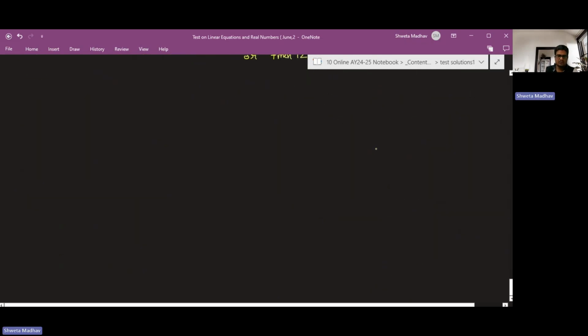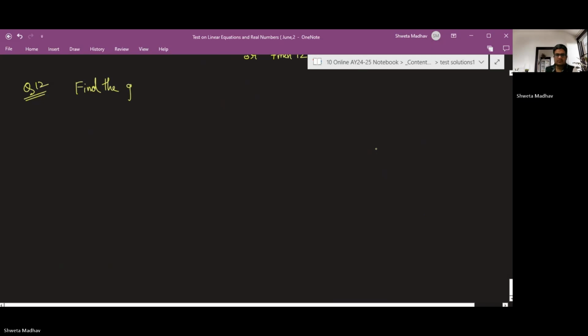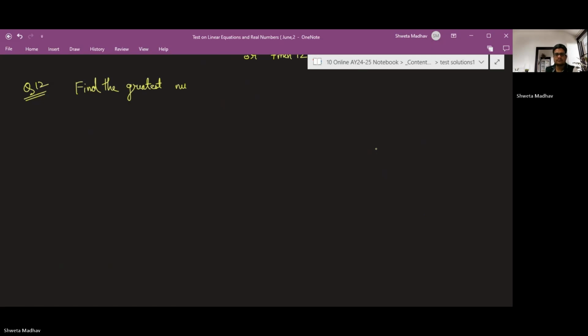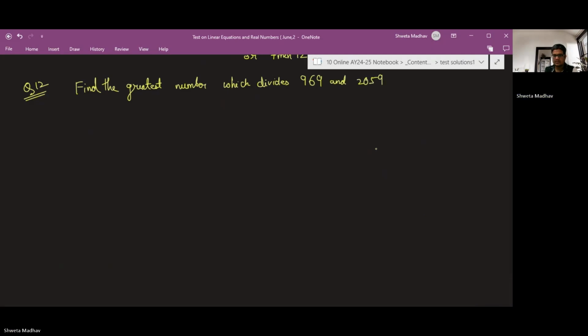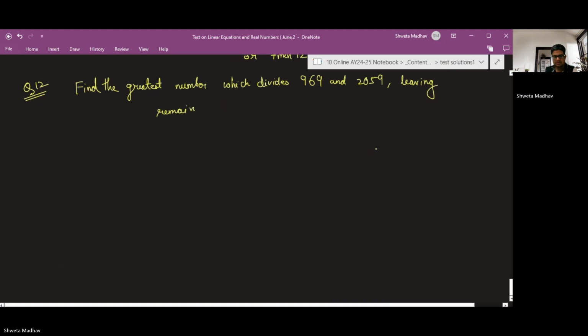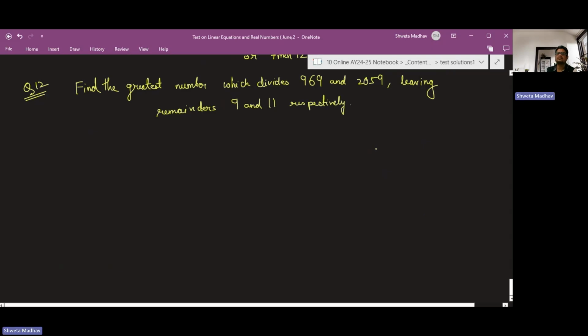Then here it is told in question number 12, find the greatest number which divides 969 and 2059, leaving remainders 9 and 11 respectively. That greatest number we will find.